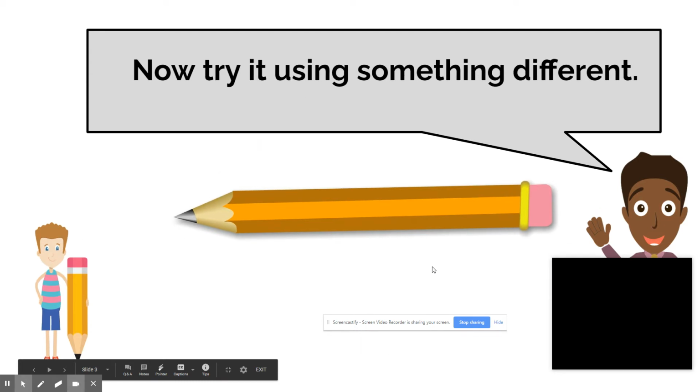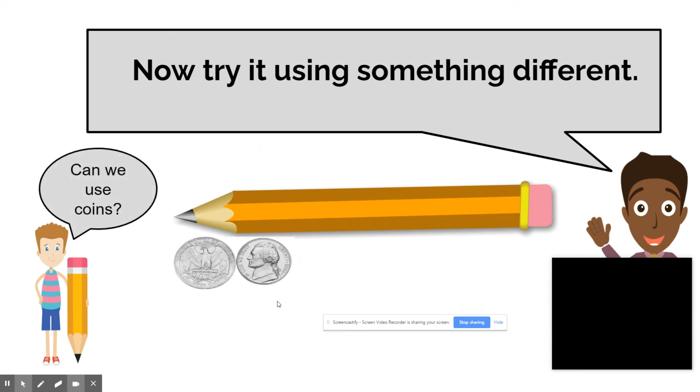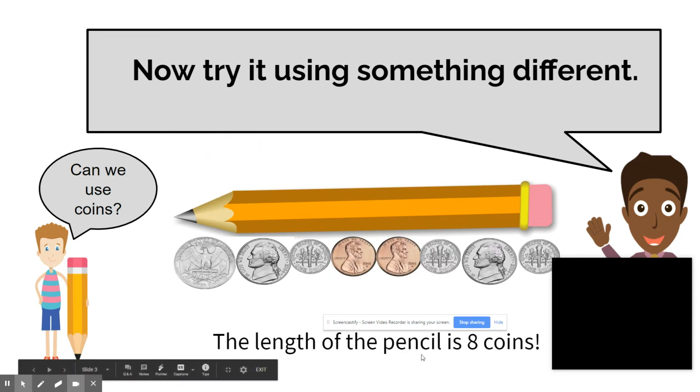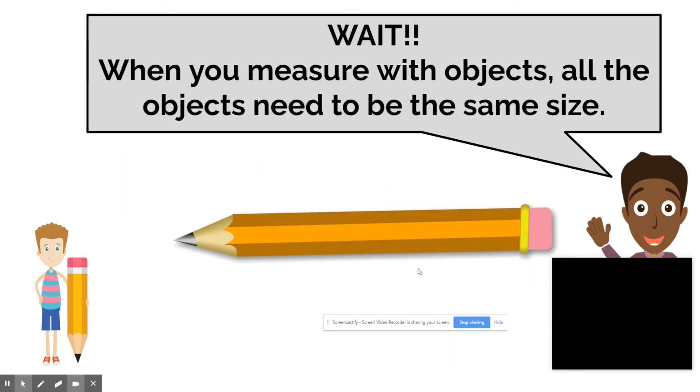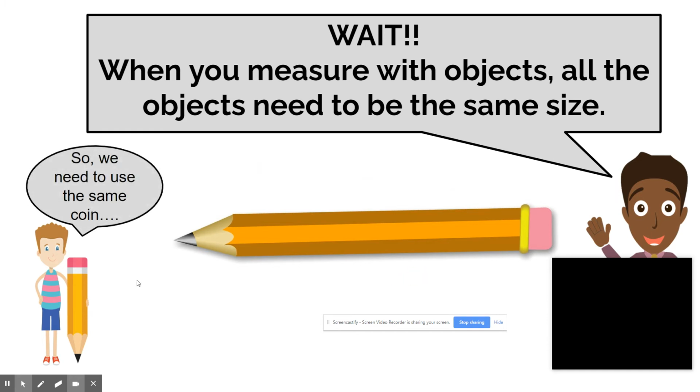All right, now we can try measuring it with something different. We can use coins. Oh, wow, we've got lots of different coins here. So if I look at all of this, it says the length of the pencil is 8 coins. Well, that's true. And it starts at the beginning of the pencil, stops at the end of the pencil, except all of these are different objects. We can't do that. That would not be an accurate measurement because we wouldn't be able to label it. They have to be the exact same size, which means for coins, they have to be the same coin.